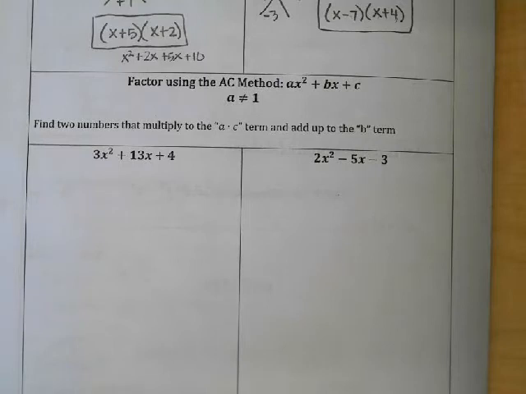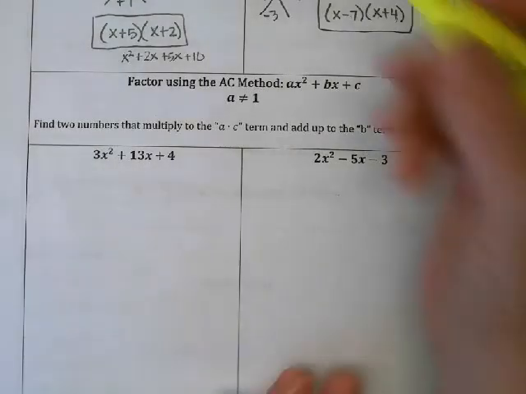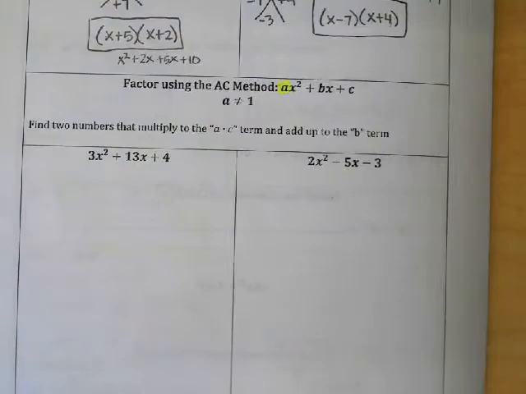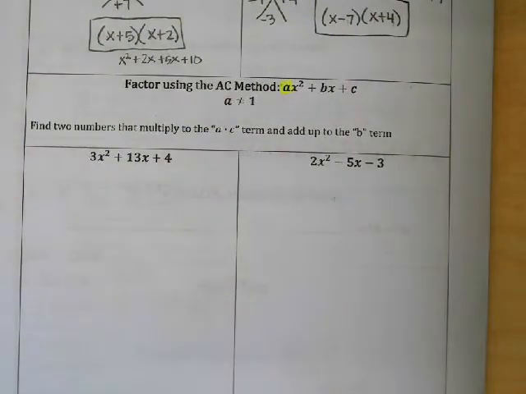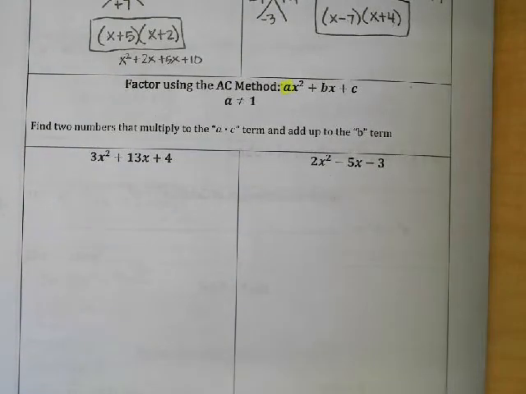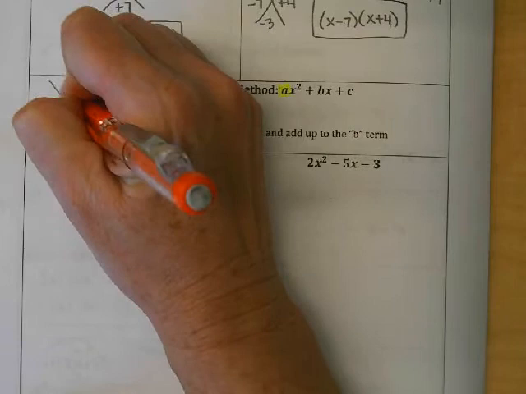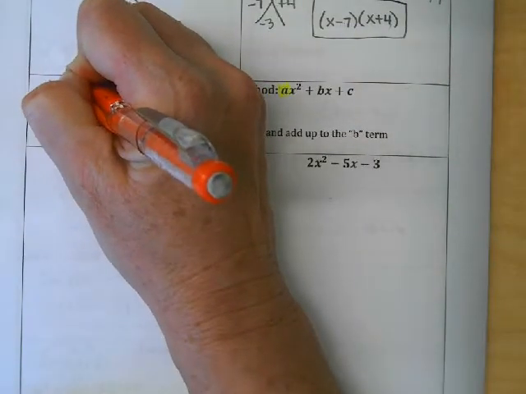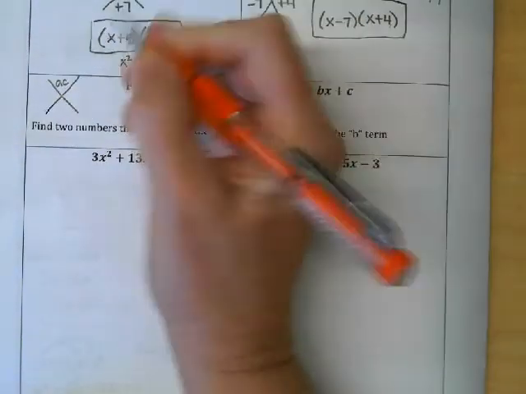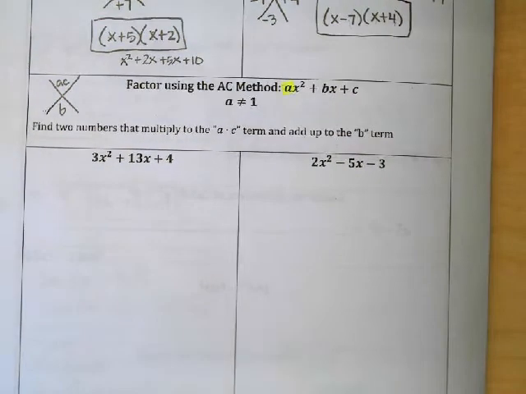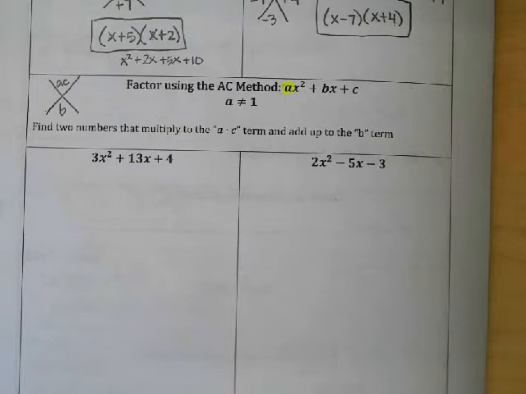Okay, so now, if we're working with a trinomial, and this term right here is not a 1, then you have to do the AC method. The AC method is just like the little diamond problem, but we multiply the A and the C term, and then we put the B term down here. And then we have to do factor by grouping. So you got to remember the AC method's different than the easy diamond problem.